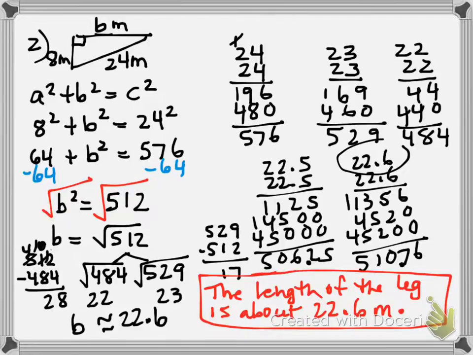So that's the Pythagorean theorem. It helps us figure out the missing part in a right triangle. But it also helps us determine if we have a right triangle. That is called the converse of the Pythagorean theorem. So a converse is when you take and you rearrange the parts.